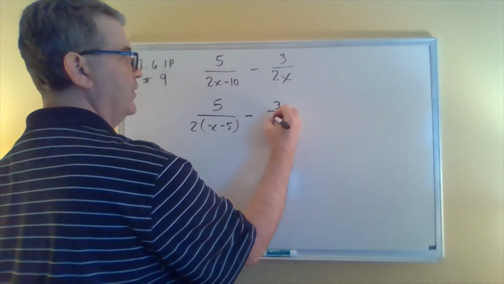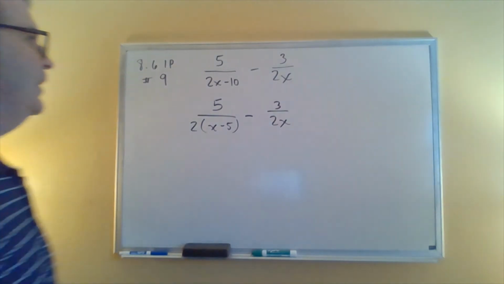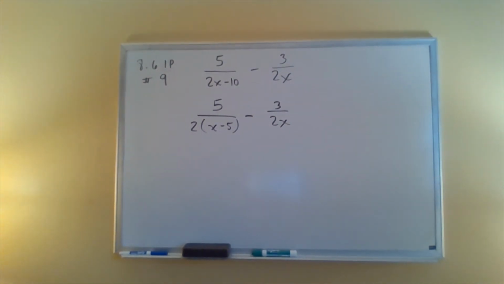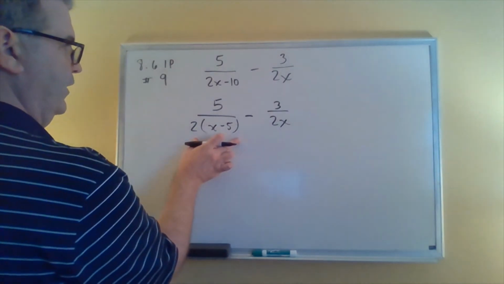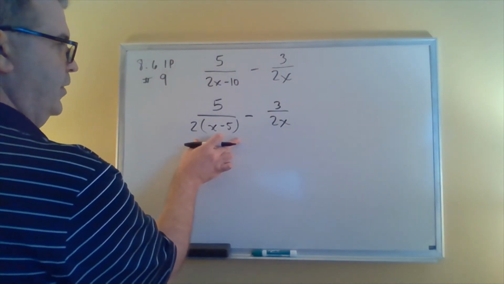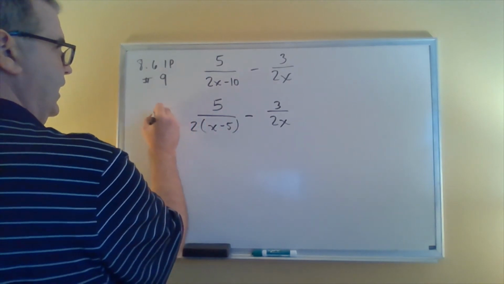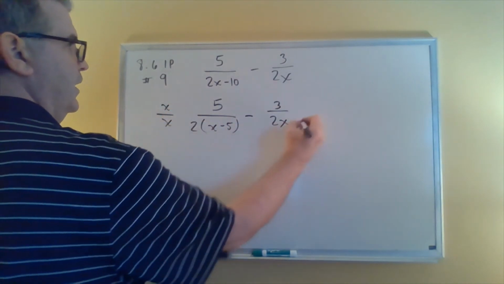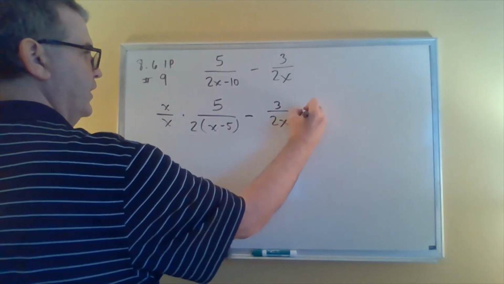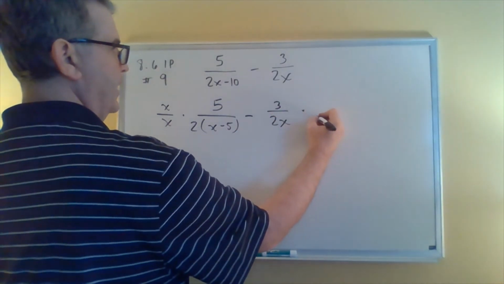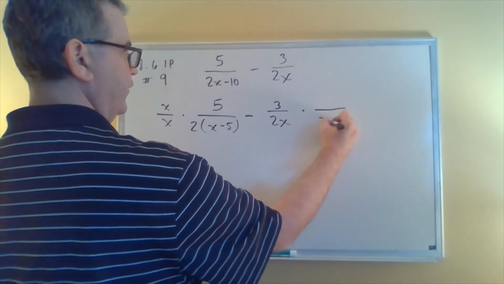Second fraction remains 3 over 2x. Second step, I have to look for that common denominator. If I have 2 times x minus 5 here, I'm probably going to need to multiply this by an x. And I'm going to need to multiply this over here by, I think, x minus 5.